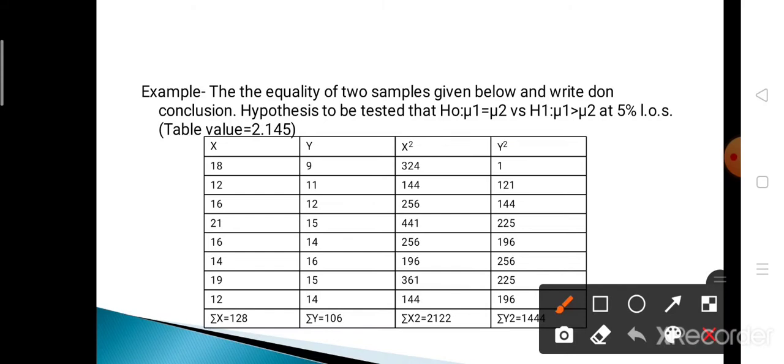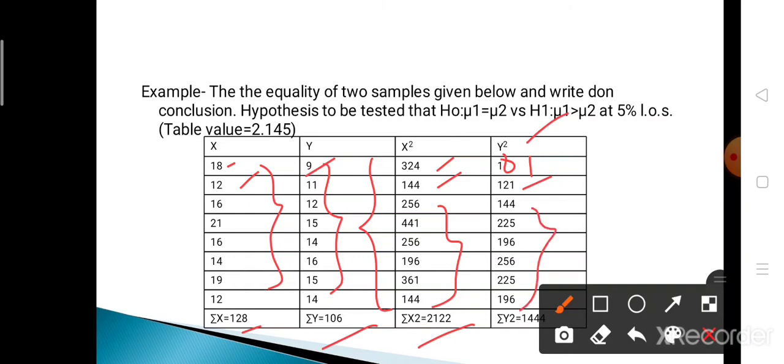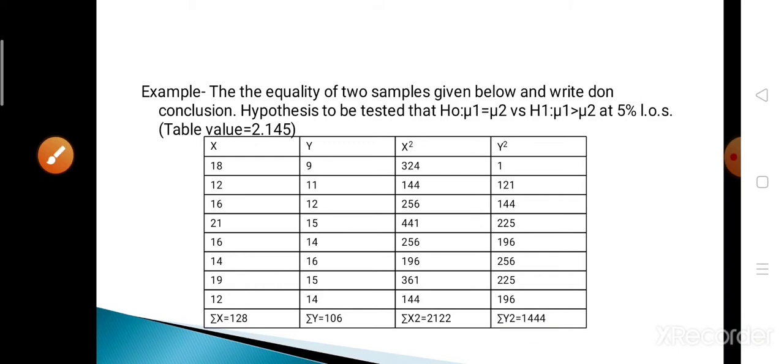Okay, so the first value of x is 18. So 18 square is 324. 12 square is 144. Similarly calculate the remaining ones and take the total of the column. So here the total, that is, the sum of x square is 2122. Similarly, here the summation y is 106 and the summation x is 128. Now make the column y square. What is meant by y square? Just squaring the values of y. Here 9 square is 81. Then 11 square is 121. Similarly calculate the remaining ones and calculate the total of the column. So here the total of column y square is 1444.